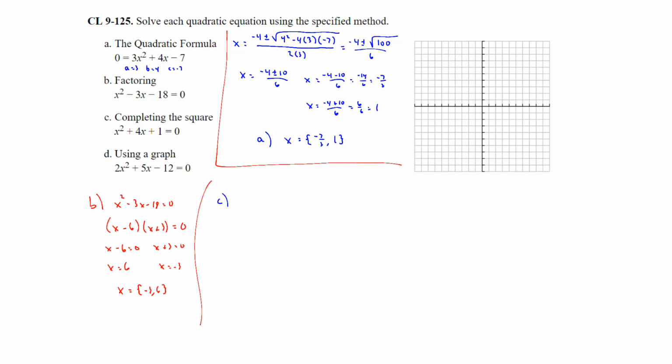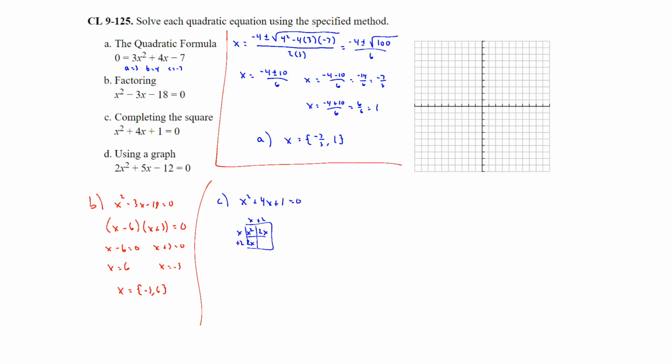Then on C, it wants us to complete the square. So x squared plus 4x plus 1 equals 0. So let's figure out how we need to complete the square. We know we have an x squared here. We have a 4x. We have to split that in half because we have to create that square, which gives us x plus 2 on each side.